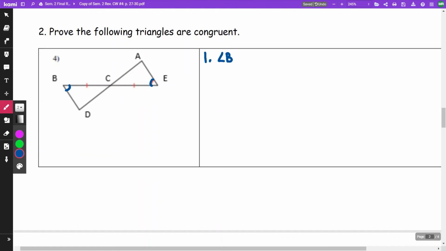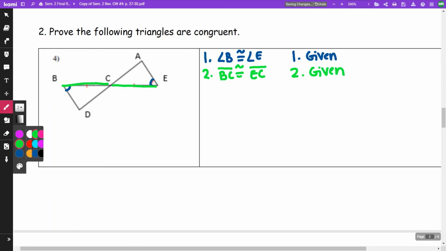I know angle B is congruent to angle E. Now the reason for that is given. It was given to us. I didn't have to figure that out. This line segment BC is the same as this line segment EC. So I'm going to say BC is congruent to EC. Again, given.